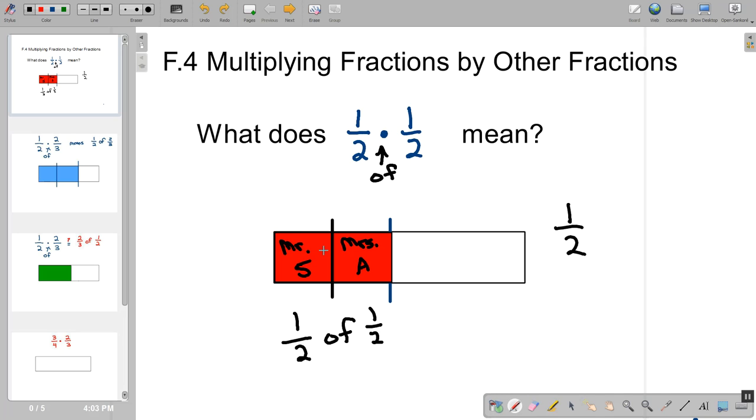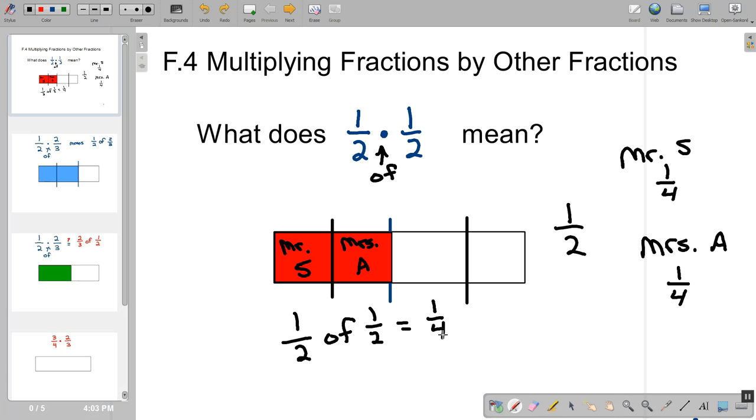The problem here is that we do not know how big this fraction is because we have not made every piece of the fraction the same size. Therefore, I'm going to take this piece here and cut it in half. I'm also going to cut this piece in half as well, which means that Mr. Schmidt got 1/4 of the candy bar, and Mrs. A got 1/4 of the candy bar. Therefore, a half of a half is equal to 1/4.